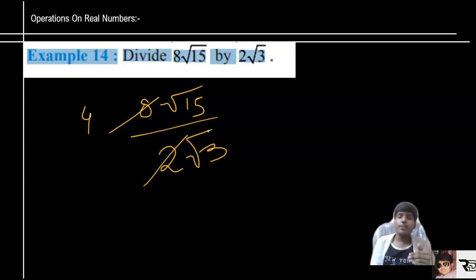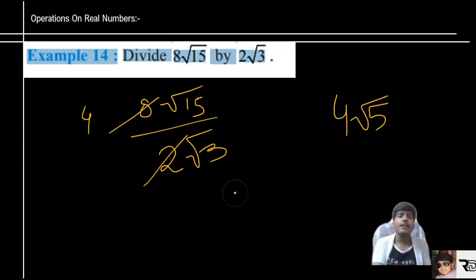Now, root 3 is in the denominator as well as in the numerator, so root 3 and root 3 get cancelled. With the 4, what will be left? Only root 5. So our answer would be 4 root 5. This was also very simple. So this was the end of our second part.